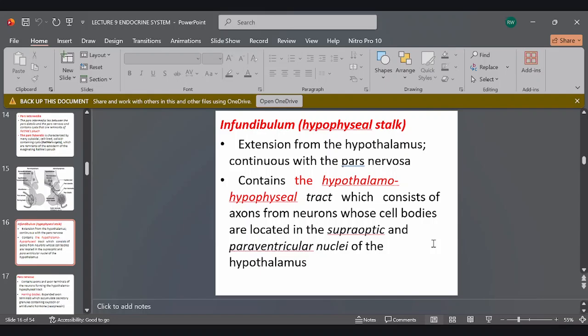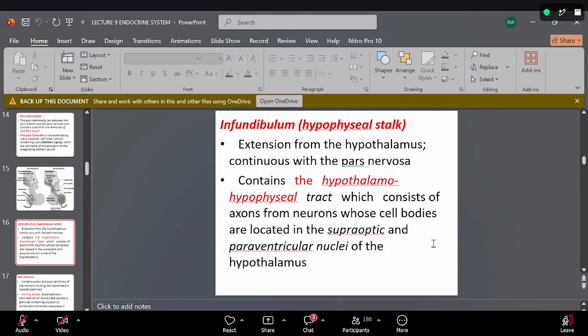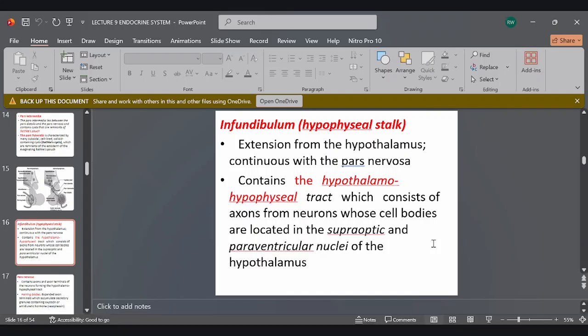Now let's look at the infundibulum, what you call the hypophyseal stalk. This is actually an extension from the hypothalamus and is continuous with the pars nervosa. It contains the hypophyseal tract, which contains axons of neurons whose cell bodies are located in the supraoptic and paraventricular nuclei of the hypothalamus.